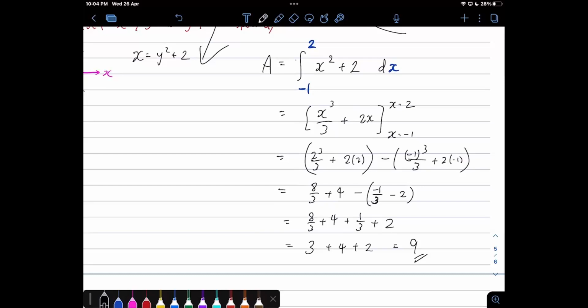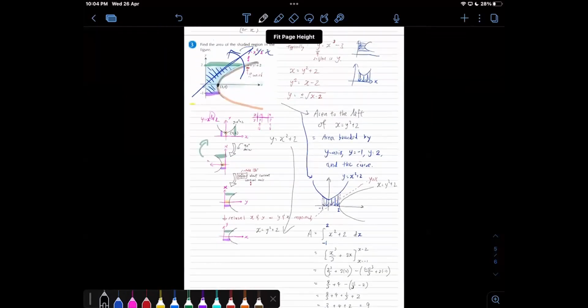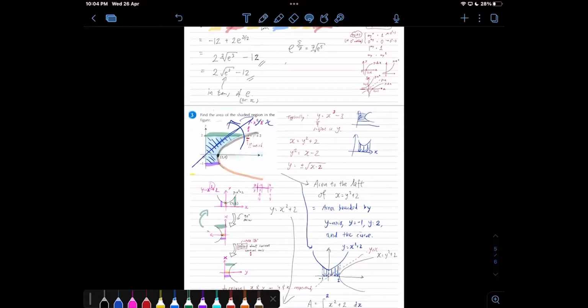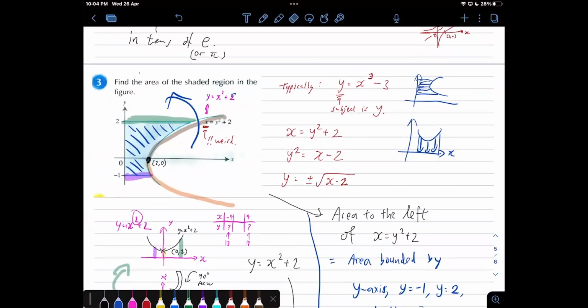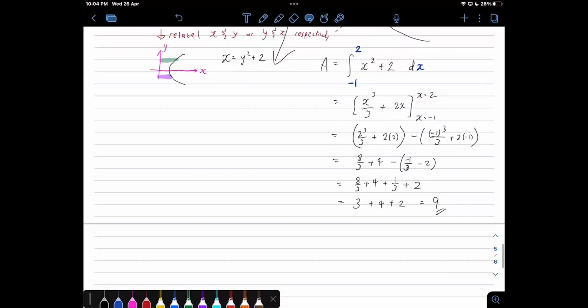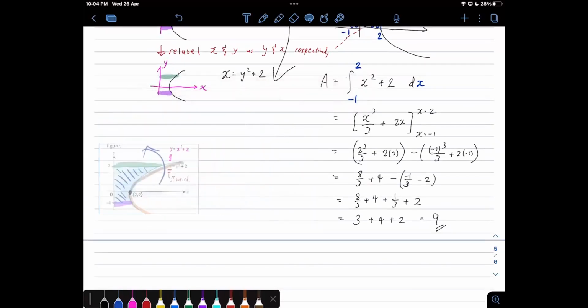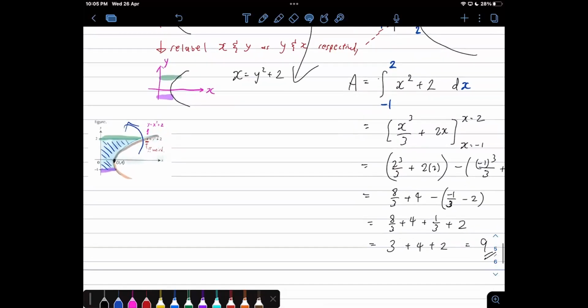Is there a faster way to do this? Yes. You can just look at it and interpret it as integrating with respect to y. Okay, let me just erase this. Does it make sense? So what you can do is another way: straight away jump to integrate with respect to y instead.